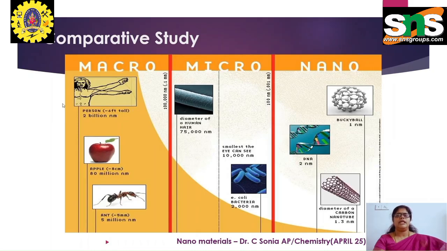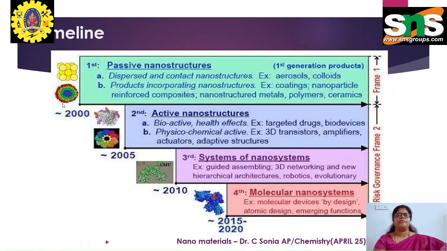Then in the nano range scale, the buckyball is in the 1 nanometer range, the DNA strand is of 2 nanometer range, and a carbon nanotube is about 1.3 nanometers in scale.